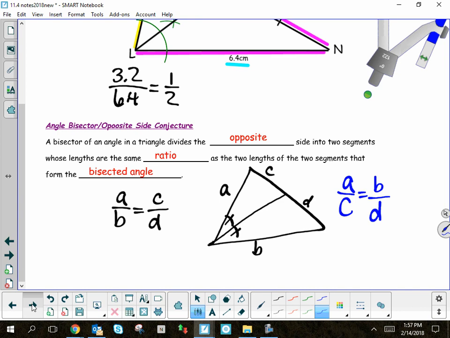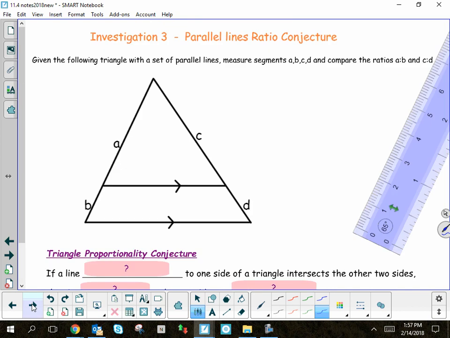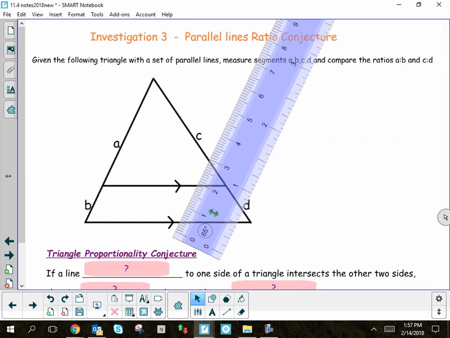All right, one more investigation. Last one, the one with the parallel lines. It says, given the following set of parallel lines, measure the segments A, B, C, and D, and then let's compare them in ratio form. A to B, C to D.